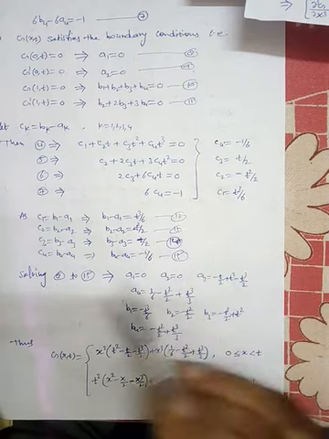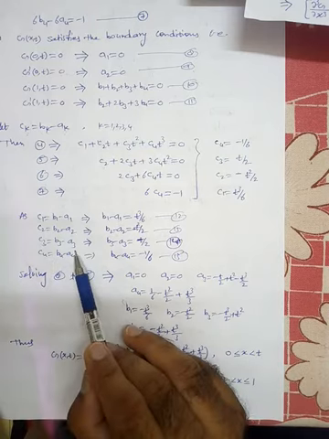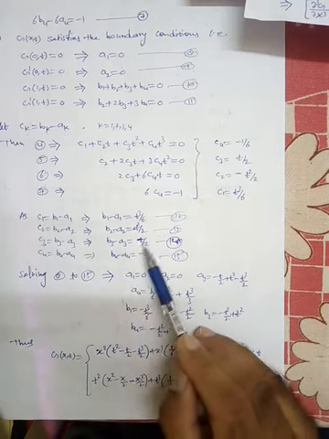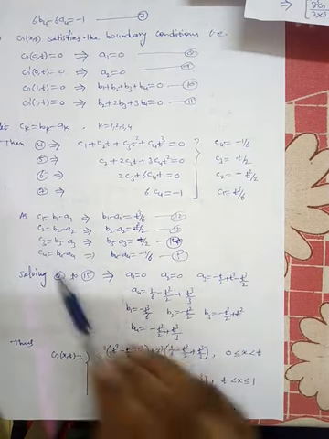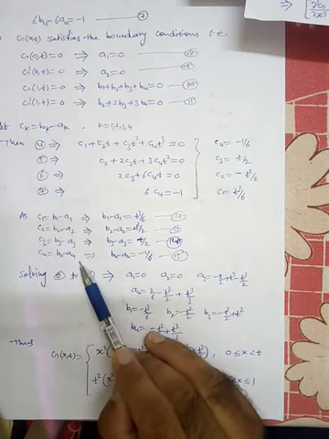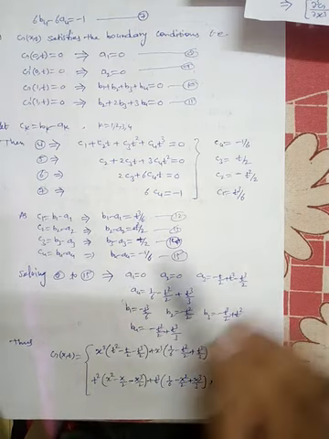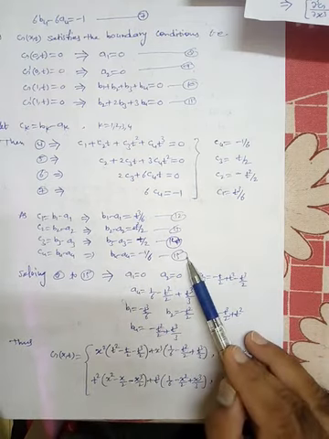Equation number 13. Then c3 is b3 minus a3. But c3 is t by 2. So b3 minus a3 is t by 2. Equation number 14. And last, c4 is equal to b4 minus a4. So b4 minus a4 is c4, that means minus 1 by 6. This is equation number 15.